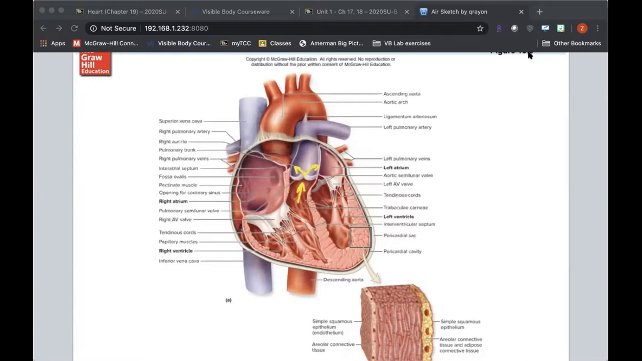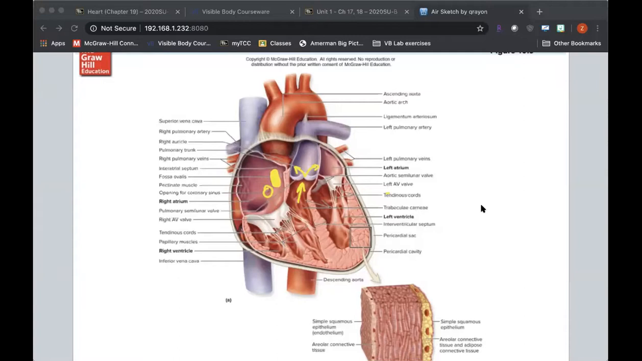That's about it on this. You have the opening of the coronary sinus labeled right here. There's one other thing that looks like it could be an opening here, and that's this. That is the fossa ovalis. Fossa means a depression. So the fossa ovalis is an oval, basically a dent or a depression in the wall of the heart.